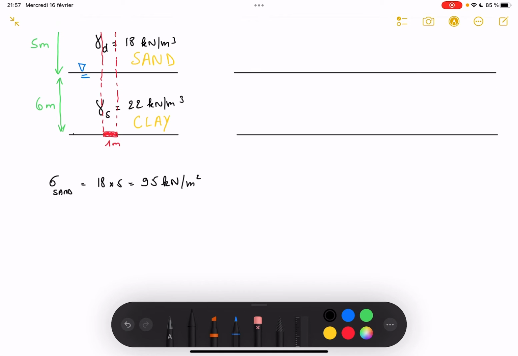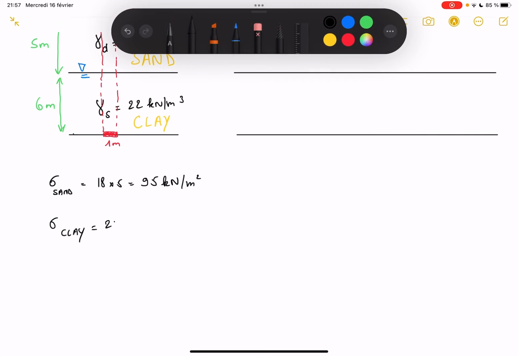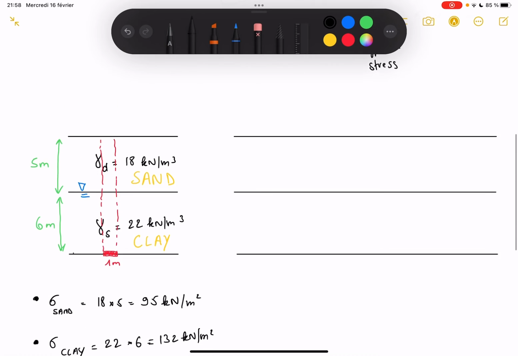Now we'll be calculating the stress of the clay only. That's the clay layer, which is just 22 multiplied by 6, which is 132 kilonewtons per meter squared. Now note these are the total stresses acting on the base of each layer.